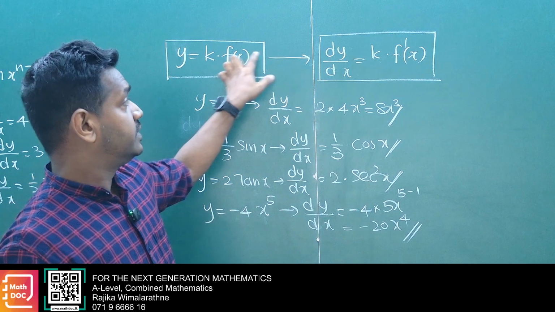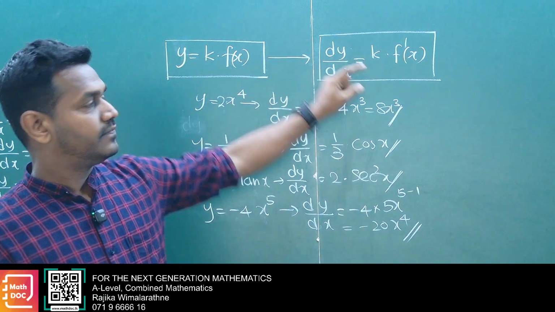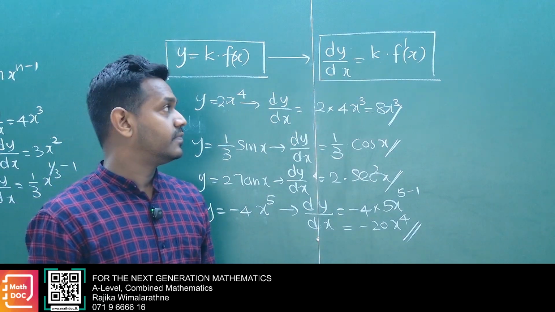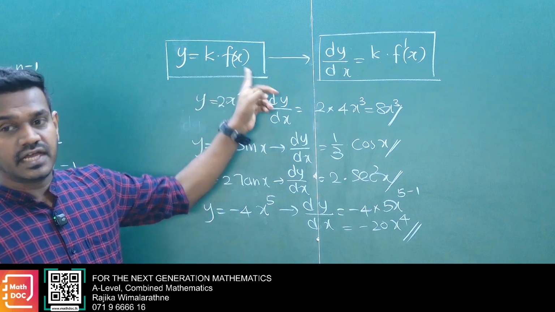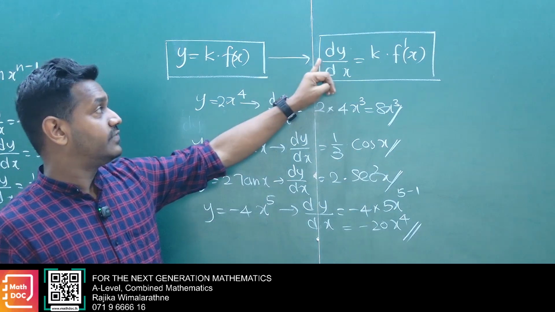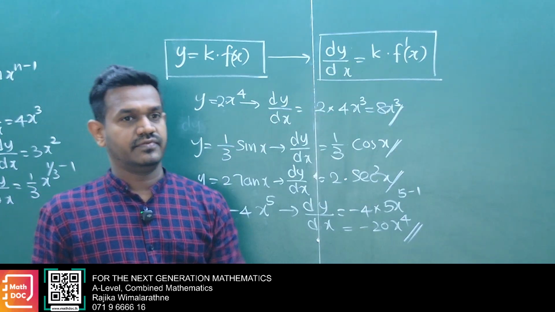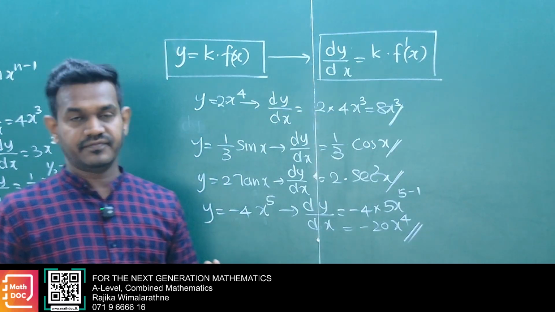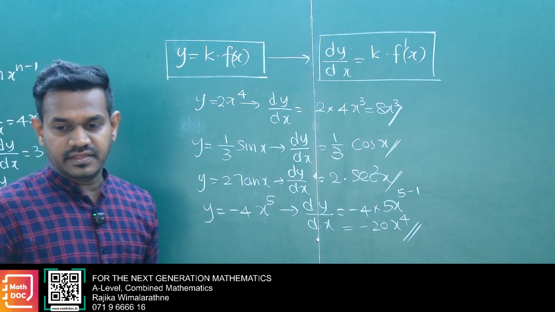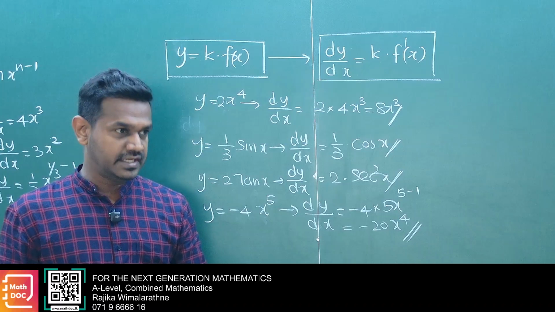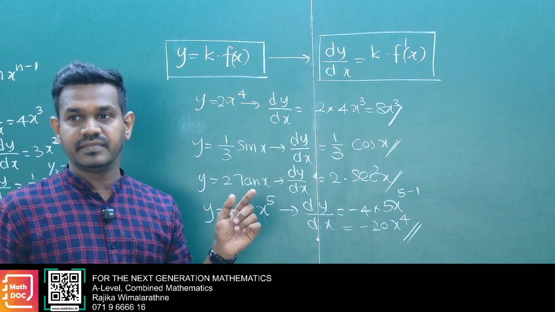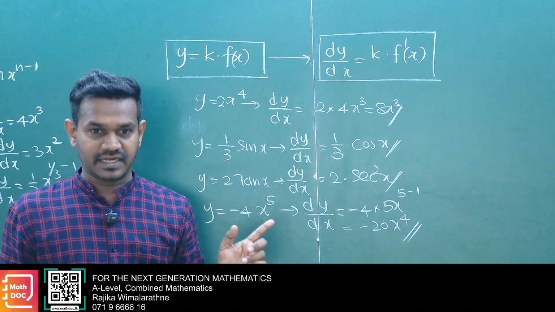Write this rule: y equals constant times function, derivative equals constant times derivative. When differentiating a function, you have to remember that the 16 different function derivatives we can apply directly.